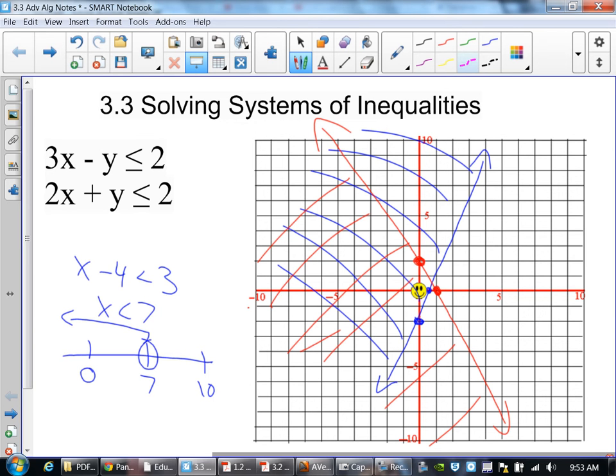Does that make sense what we're doing here? Your shaded region now, where those double things are laced over, means that any ordered pair in that set would be a valid answer for both of those equations. That's what systems of inequalities allows you to do.